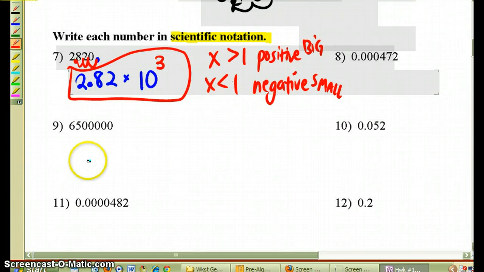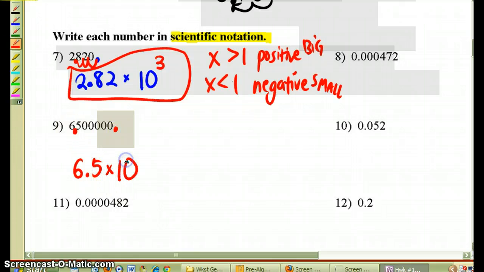Number 9. I want to place some commas here. 6,500,000. I'm going to write 6.5. So I am going to put a decimal right here. And there is a decimal back here, so I'm going to times it by 10, figure out how far they are away from each other to get my exponent number here.